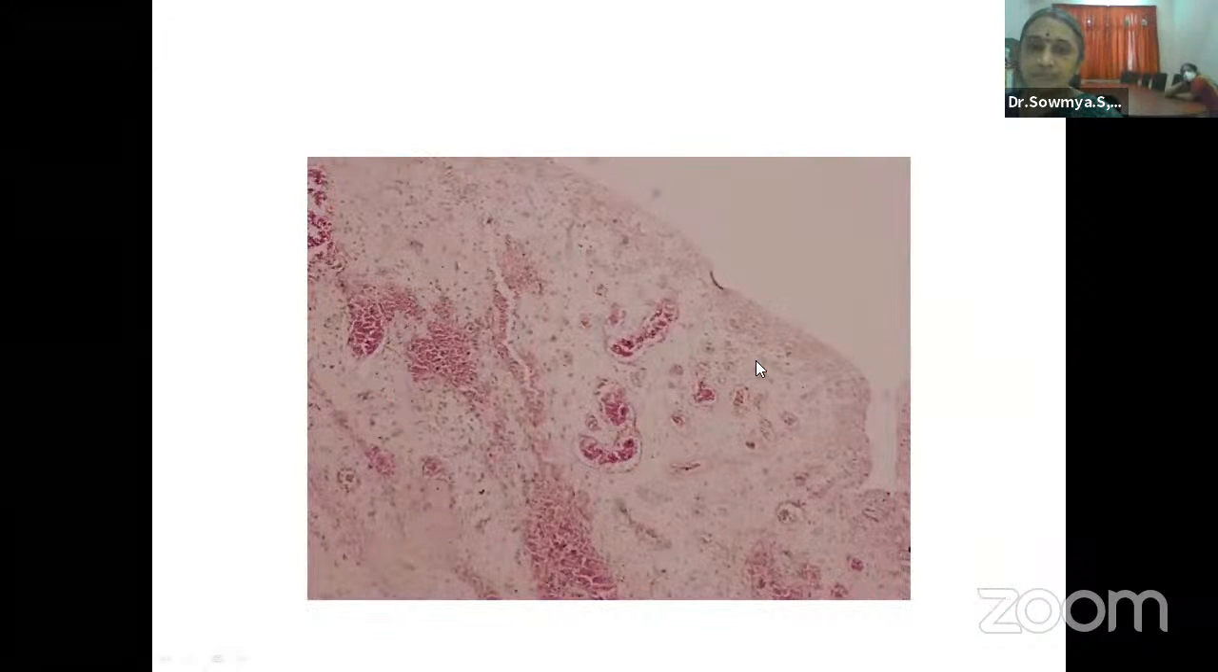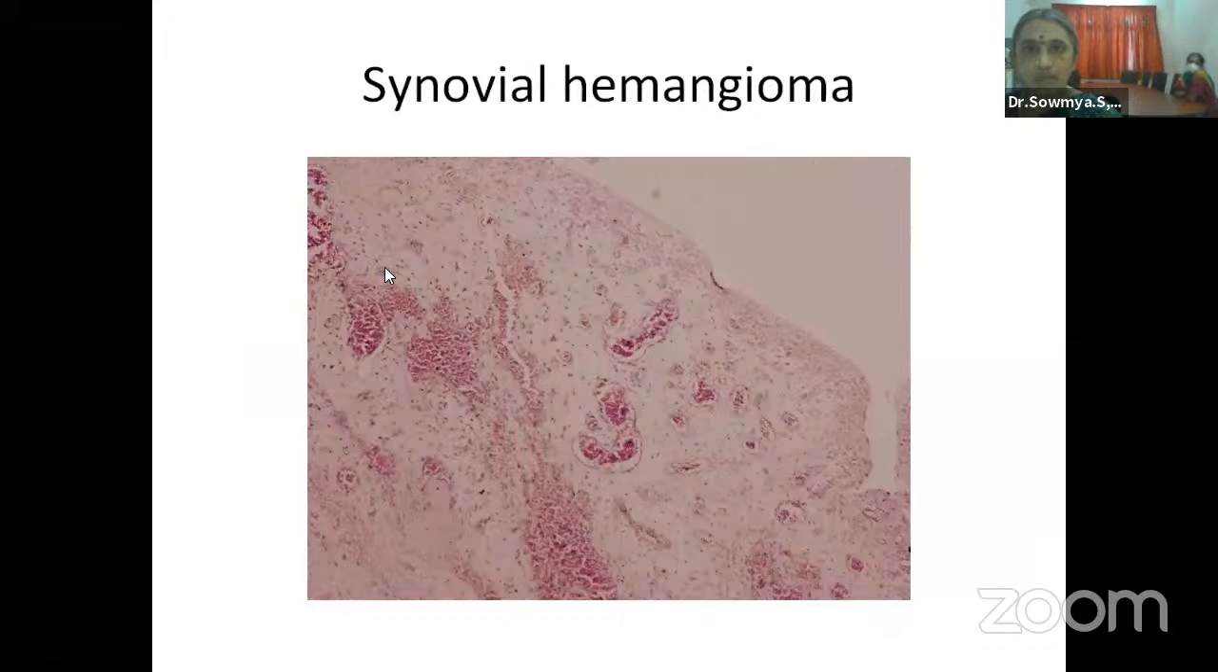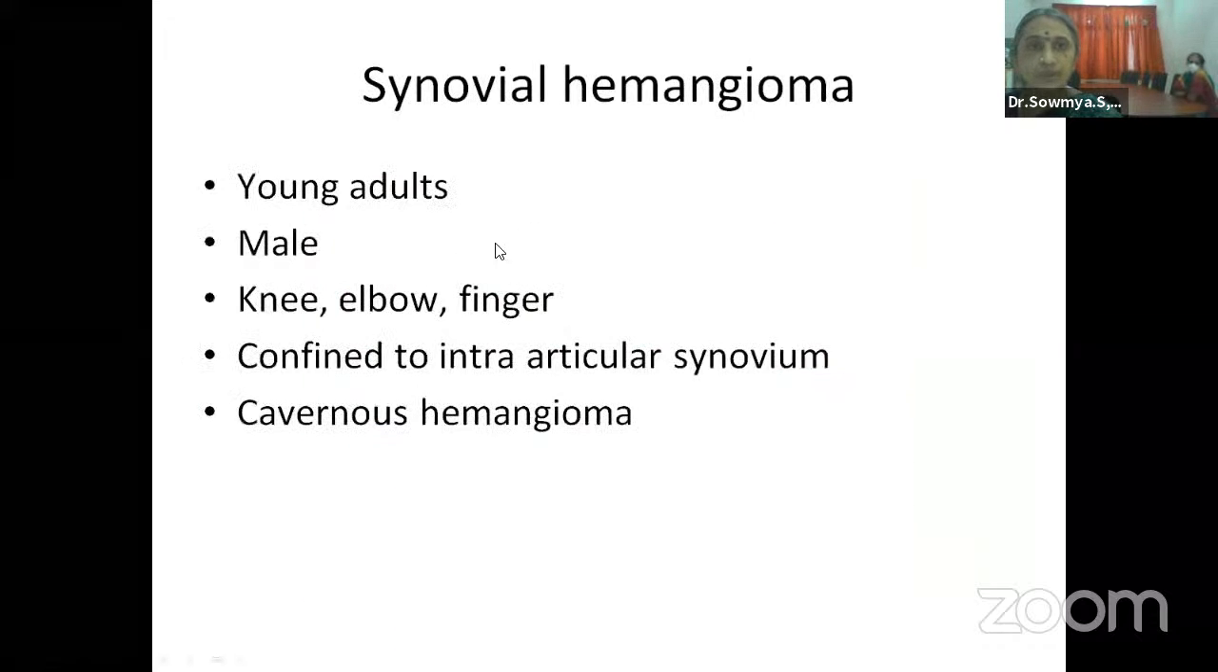What is this entity? You can see plenty of blood vessels just beneath the synovial lining, and it is more or less like a circumscribed lesion. So this is nothing but a synovial hemangioma. This usually occurs in young adults, usually in males, can occur in major joints like knee, elbow, or can even occur in fingers, confined to the intra-articular synovium. It doesn't erode the bone, or go beyond the articular synovium. And most frequently you encounter cavernous hemangiomas in this spectrum.